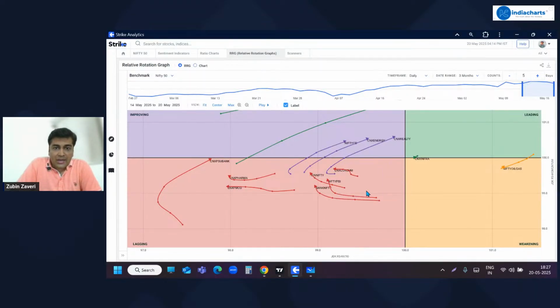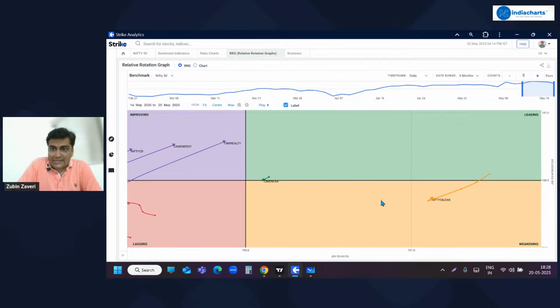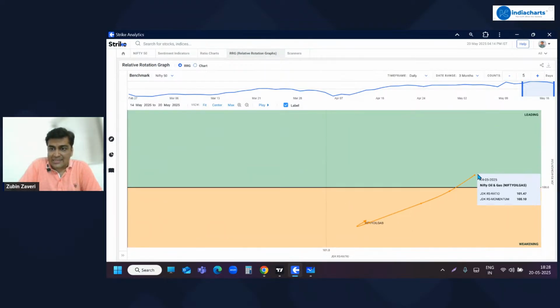Now, let's understand oil and gas. What has happened to oil and gas? It was in the leading quadrant five days ago, but then the momentum started decreasing. Look at the momentum. It was 100.10, it came down to 99.97, and currently it's 99.73. Even the RS ratio arrow is pointing towards the left hand side overall.